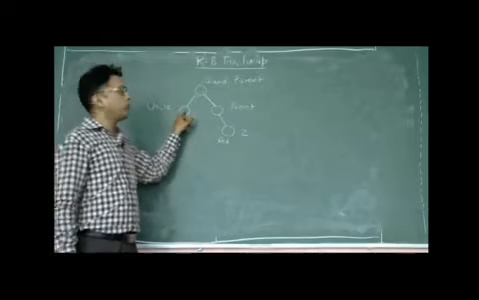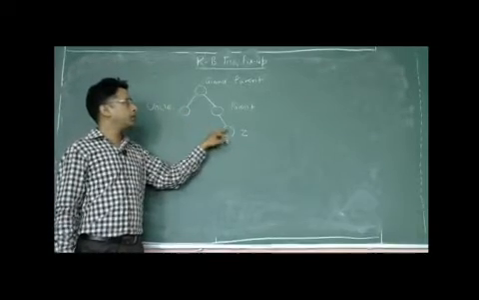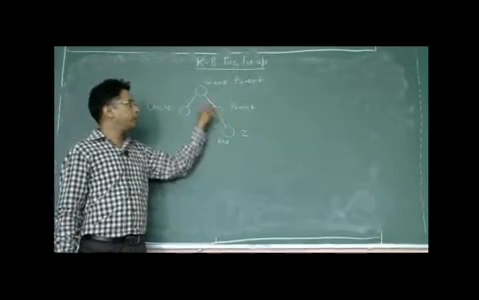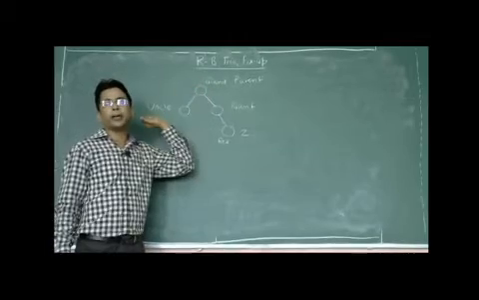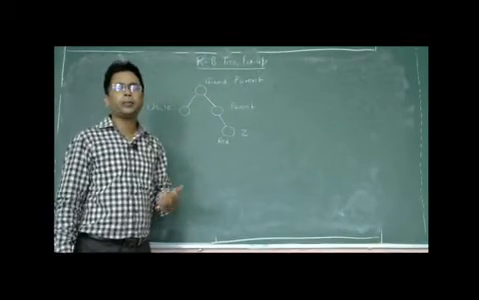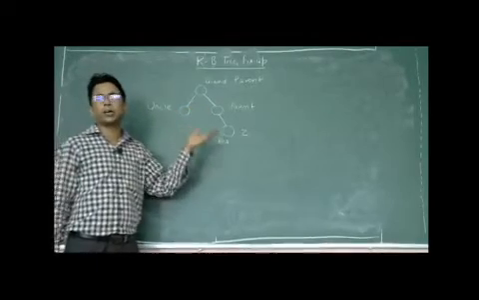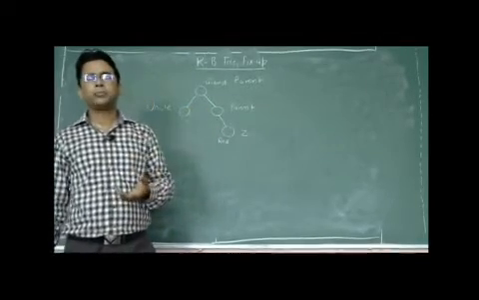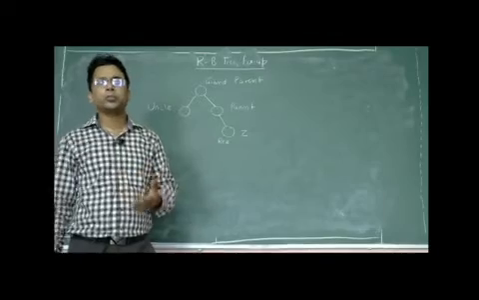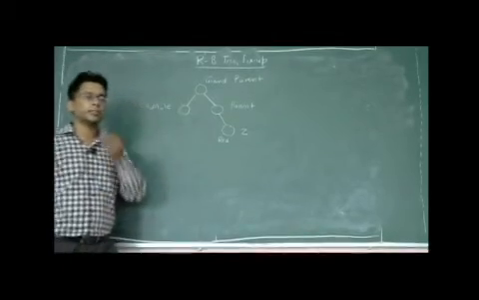So this node will be called the uncle, this node will be called the parent, and this node will be called the grandparent. The sibling of the parent is called the uncle. So these are the obvious terms, and these will be used while explaining the different cases.